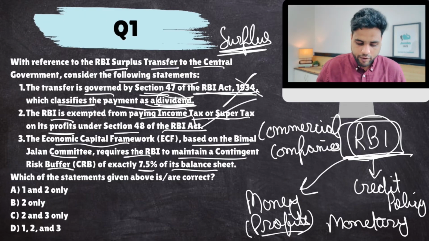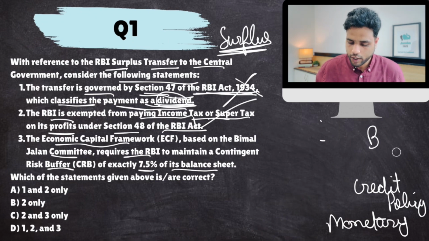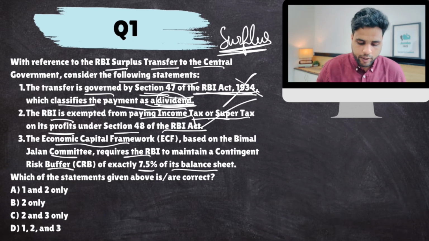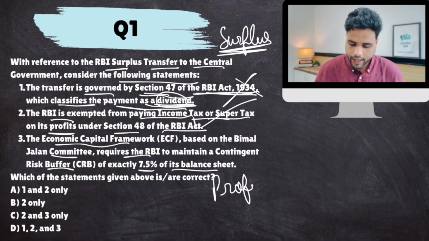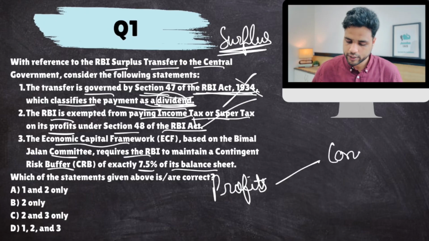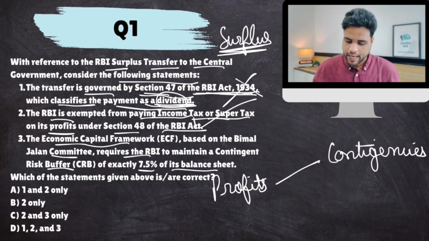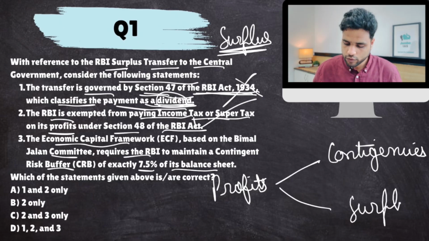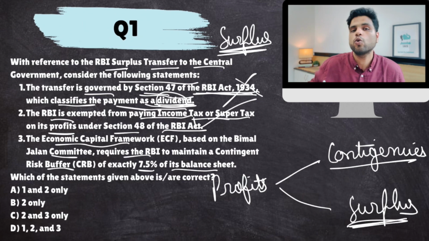Now, the thing is, whatever profits are earned by RBI, remember, and in the next MCQ, I'll explain how RBI earns profits. Whatever profits are earned by RBI, well, some of it is kept by RBI for emergencies, or let's call them contingencies. Okay, for emergencies. And some of that is surplus, which is transferred to the government. Now, how much of the profit should be kept in contingency? How much of the profit should be kept as surplus so as to transfer to the government? There should be a framework for that.